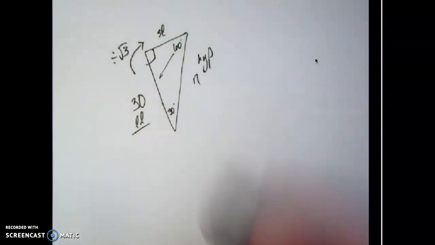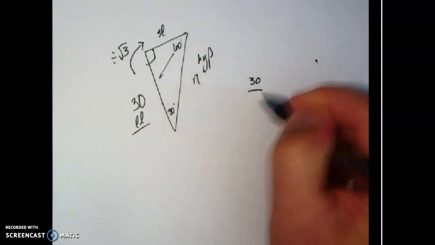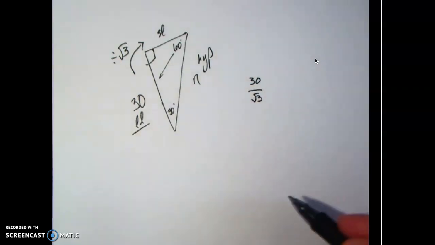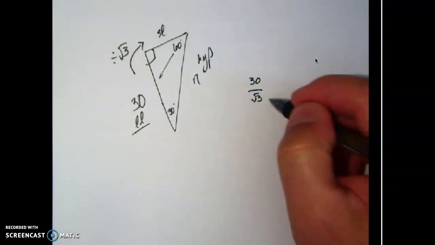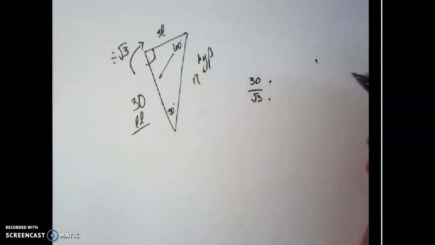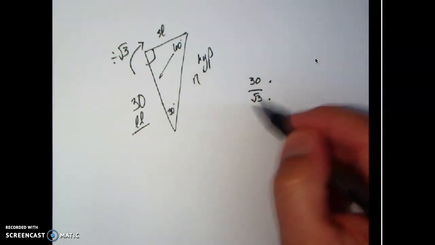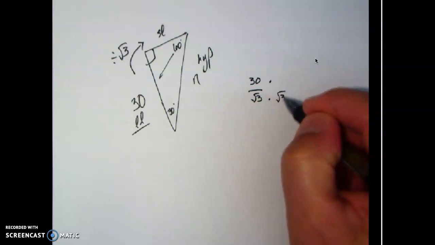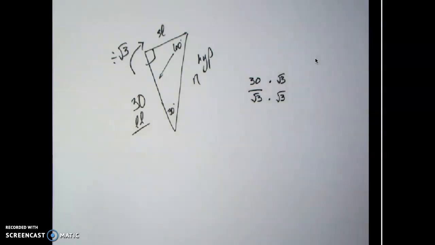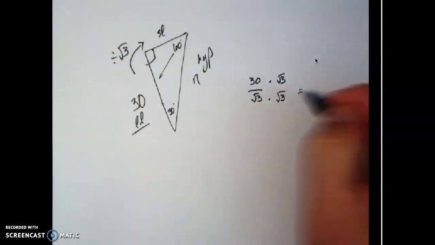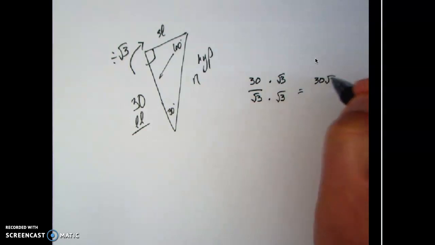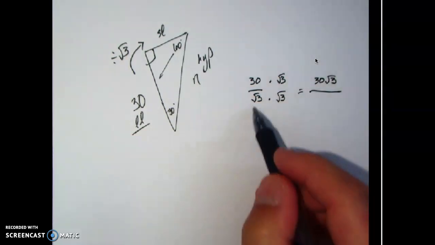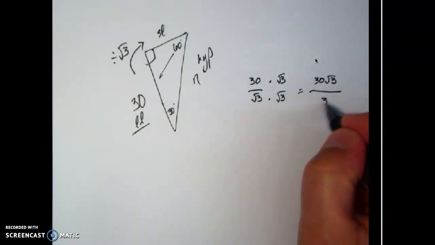All right, so when I take 30 and divide by square root of 3, when we're talking about answers in simple radical form, remember that means I need to rationalize the denominator, which means get rid of this radical on the bottom. So I'm going to multiply top and bottom by square root of 3. On top, that is 30 square root 3. On bottom, square root of 3 times square root of 3 is just equal to 3.